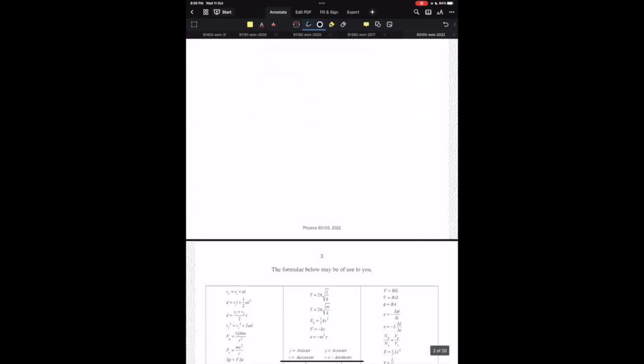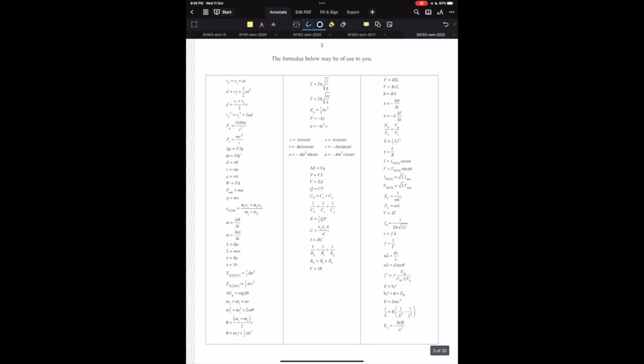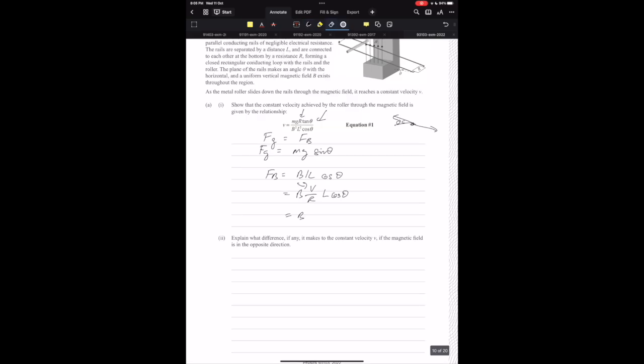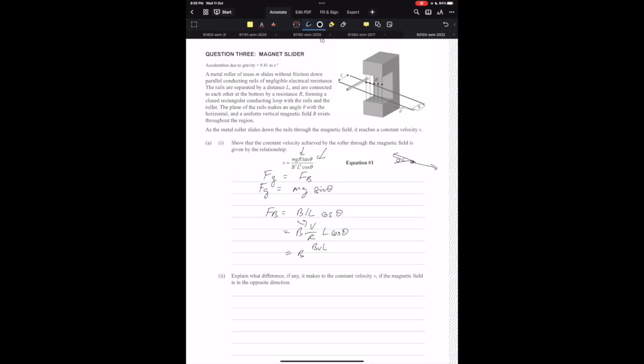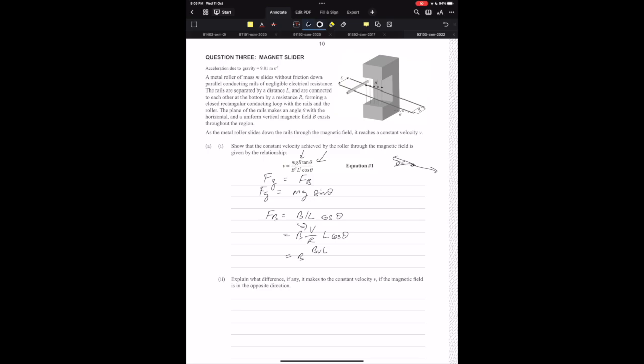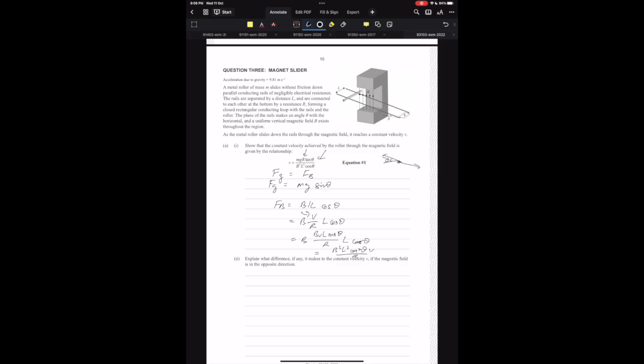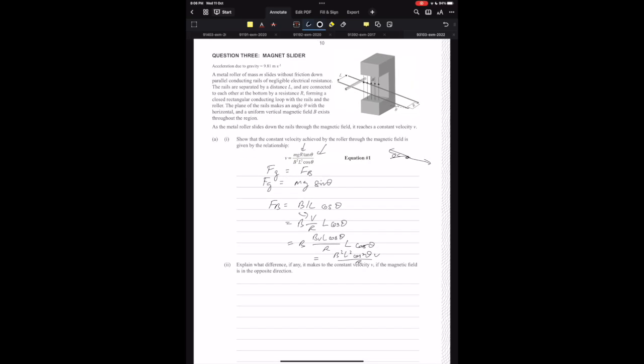So then I believe this is a formula. V equals, sorry, let me check. V equals BVL. But because the velocity of the roller is not perfectly perpendicular to the magnetic field, again we have to add a component here of cosine theta, so BVL cosine theta. Immediately we see there's a B squared, an L squared, a cosine squared theta, a V, and an R. Okay, this is starting to look somewhat like the expression we have here. So these two forces are equal to each other.